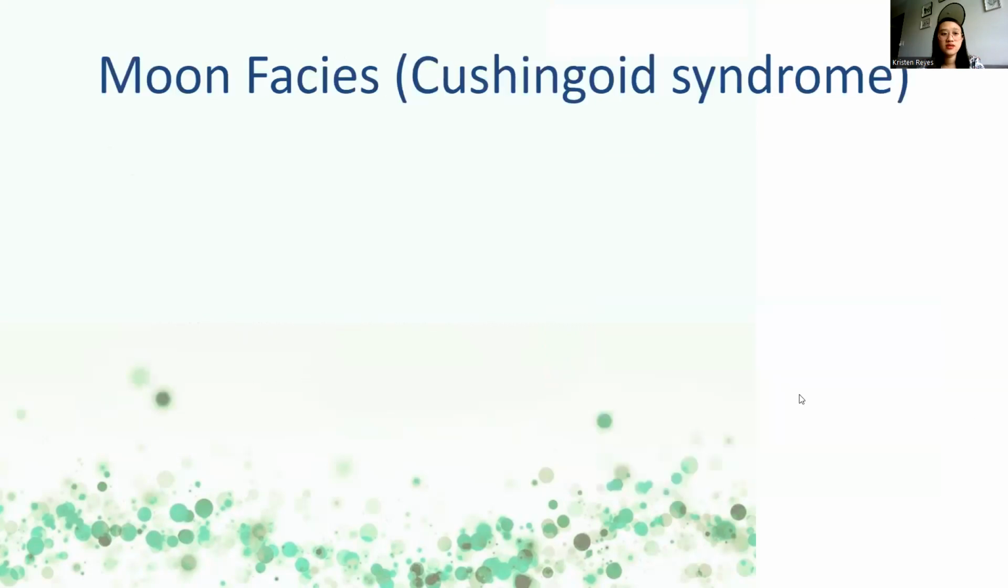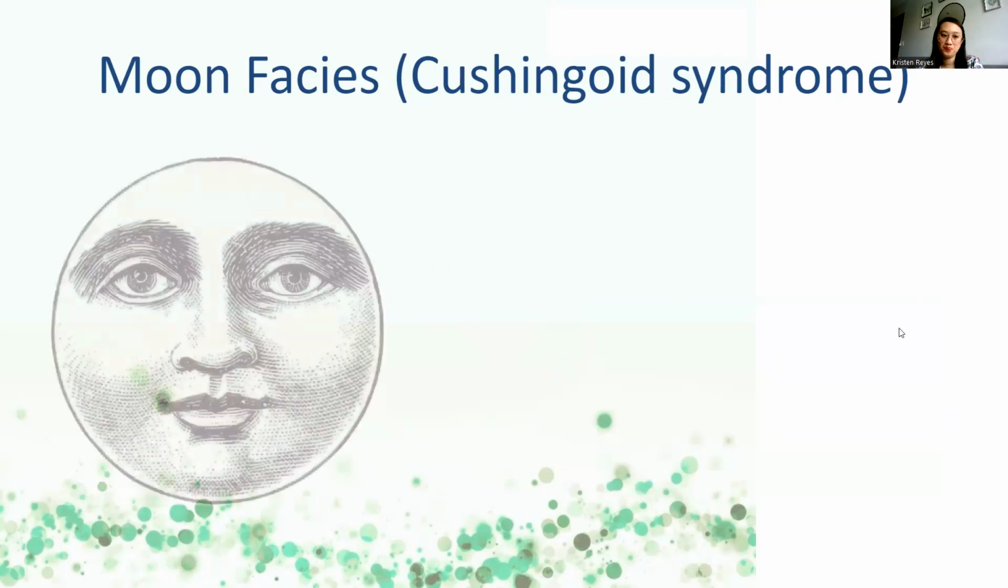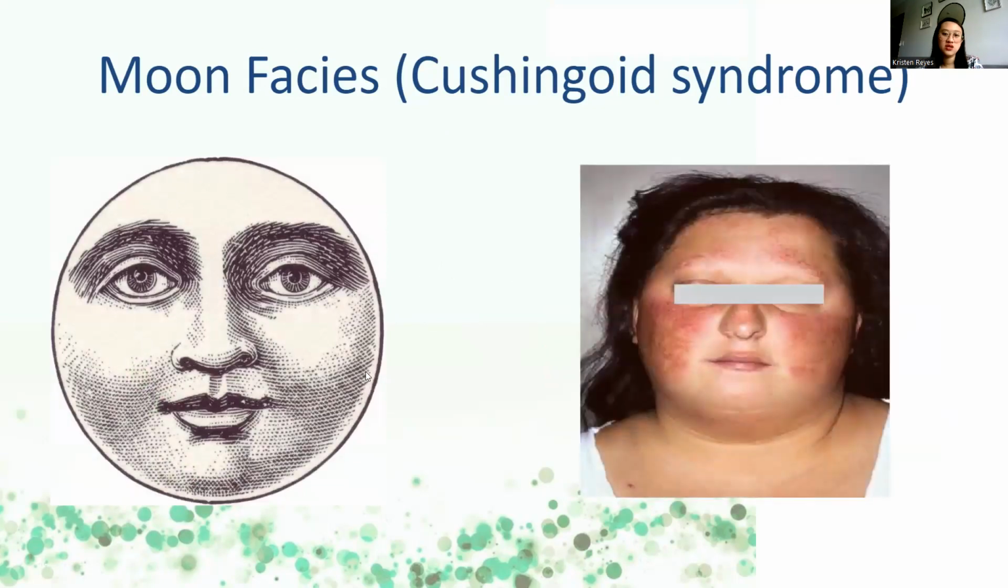Another example of a facies is moon facies in Cushingoid syndrome. Ayan, this is your moon facies. Parang ang taba kasi nung patient. The patient gets very fat, high fat deposit in the face na nagiging moon-like, yung shape ng face niya. This happens in Cushingoid syndrome or Cushing syndrome. You have high corticosteroids in the body, causing you to develop obesity and increase in fat deposit all over the body, not just the face.